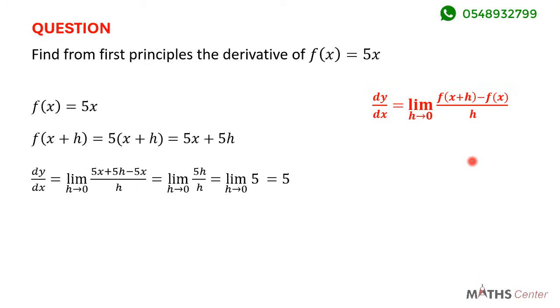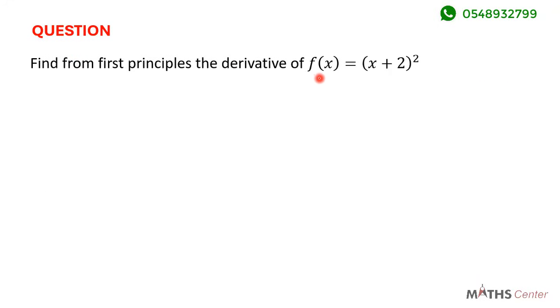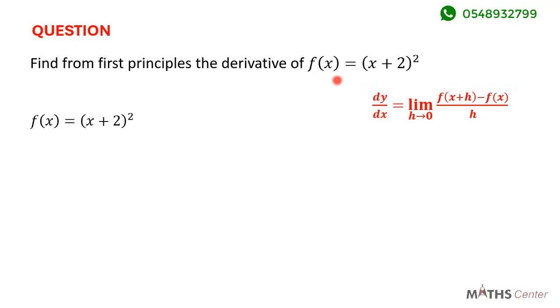Let's consider another question. Find from first principles the derivative of f of x is equal to x plus 2 squared. Okay. We know that from first principles, we are going to use the limit as h approaches 0. That is, the dy dx, or the gradient function, or the differential coefficient, or the derivative will be the limit as h approaches 0, f of x plus h minus f of x divided by h. We have f of x to be x plus 2 squared.